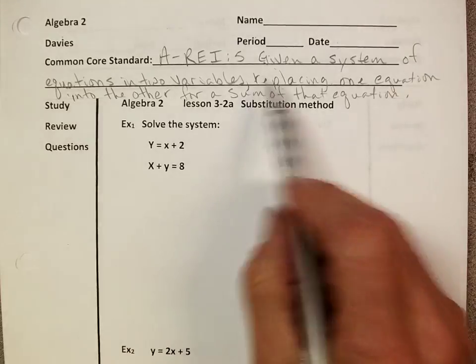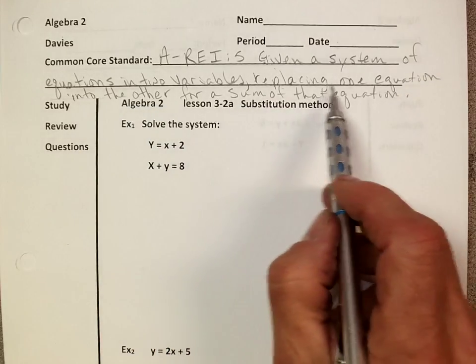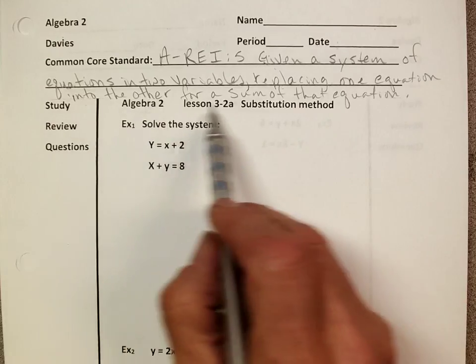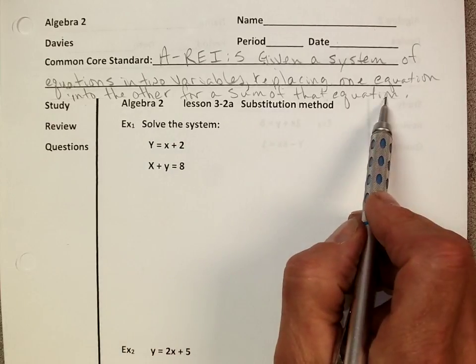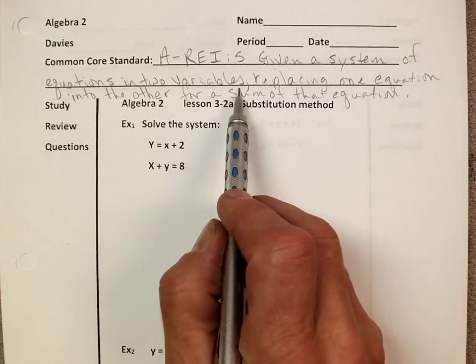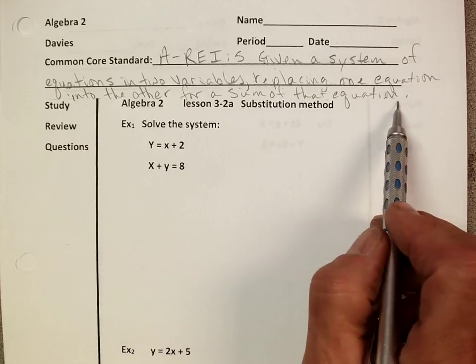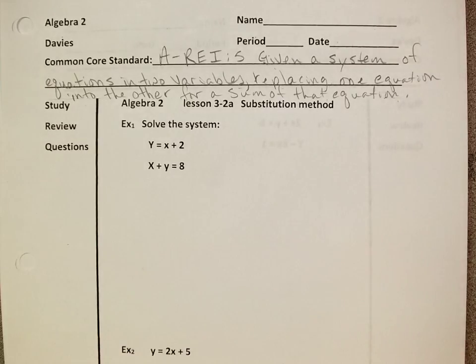So it says, given a system of equations in two variables, replacing one equation into the other for a sum of that equation. I'll read it again. Given a system of equations in two variables, replacing one equation into the other for a sum of that equation. Okay? So we are going to substitute one equation into the other. We're going to replace it, right?